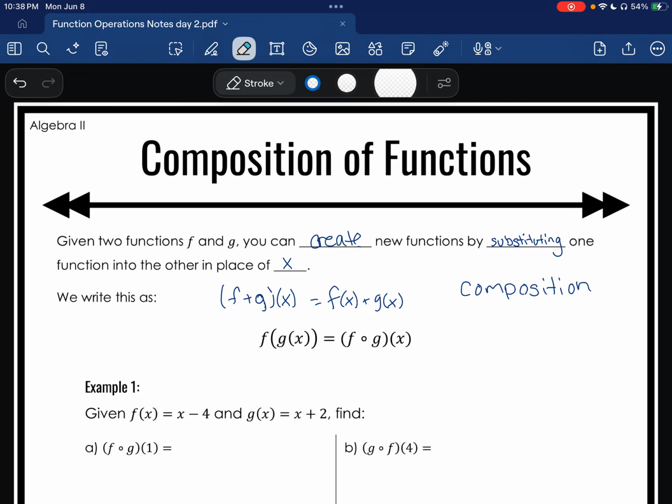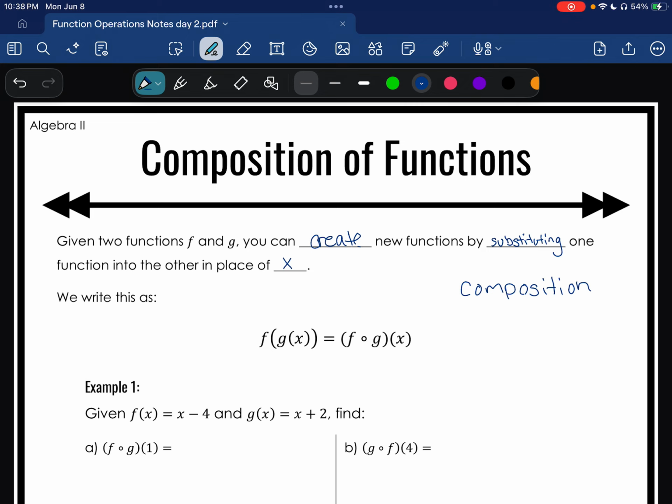Again, remember, this is about notation. We're plugging one function into the other. Something to notice here is that this is an open circle used here. It's not a dot that denotes multiplication. And we say f of g of x. I know it's kind of a mouthful. F of g of x.